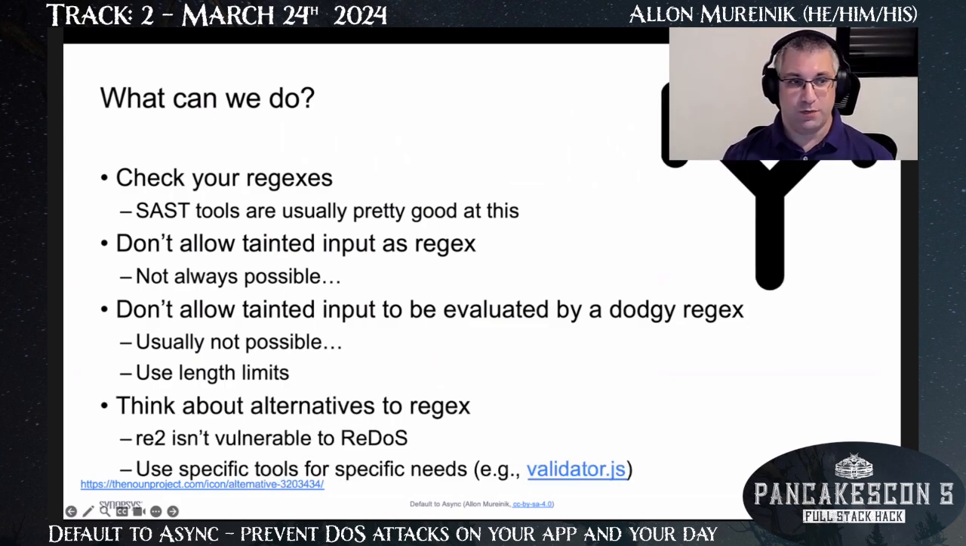And again, if you can, think about alternatives. Regexes are kind of the go-to for format matching, etc. There are alternatives that are not vulnerable to DoS, to regex denial of service.